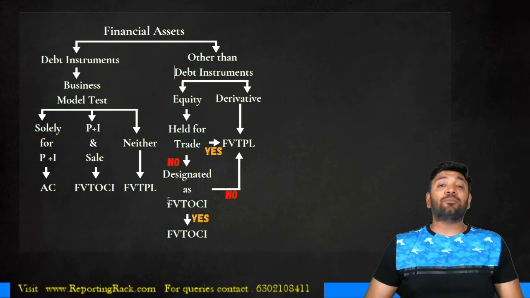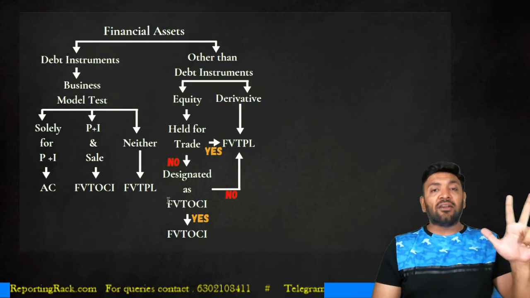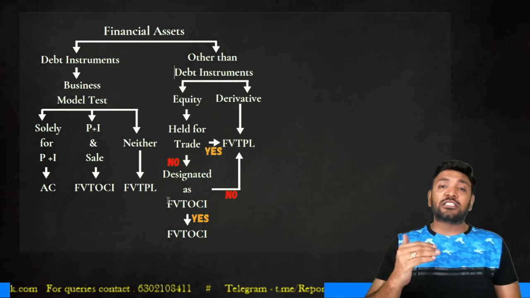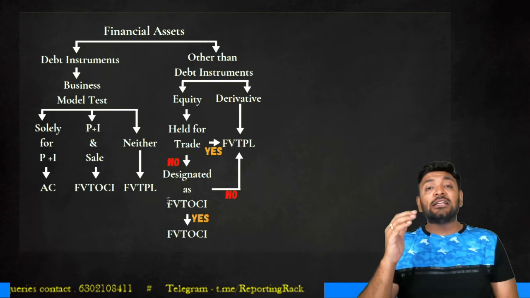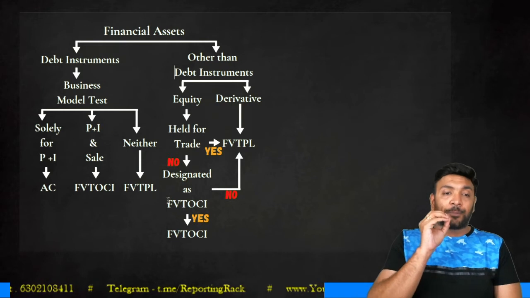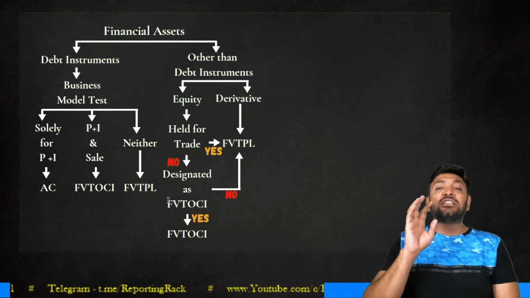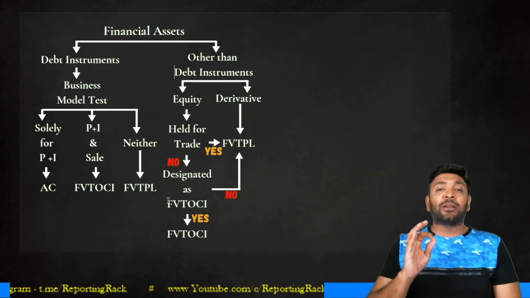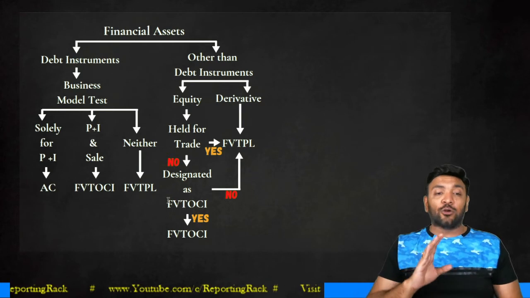Financial assets, first by instrument level test, are classified into debt instruments, equity instruments, and derivative instruments. First, under debt instruments, I'll apply the business model test. If it satisfies the business model test, with the intention of the enterprise to hold the instrument till maturity and to derive cash flows only in the form of principal and interest, I'll classify it as amortized cost. If the intention of the enterprise regarding the debt instrument is to derive cash flows initially from principal and interest, but subsequently from sale, I'll classify the debt instrument as FVTOCI.